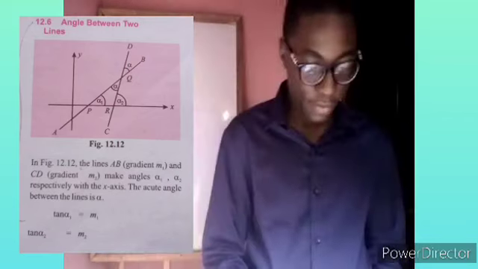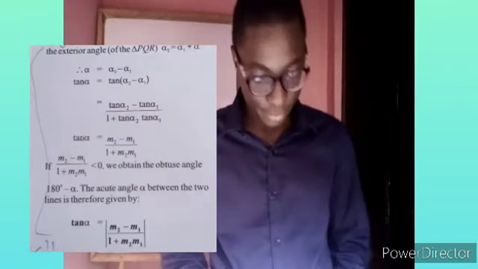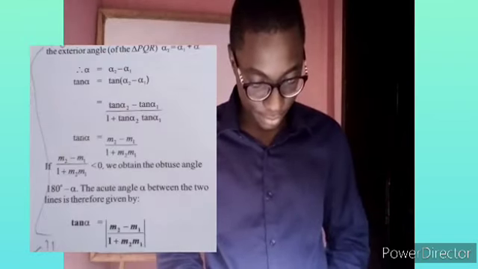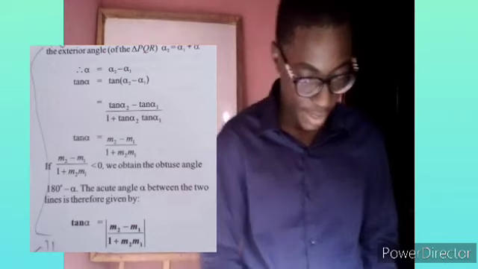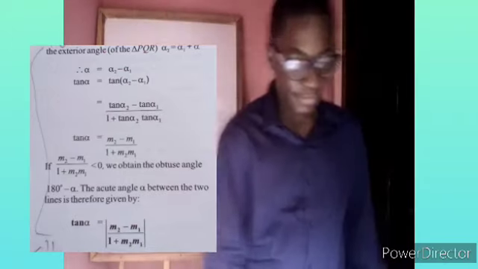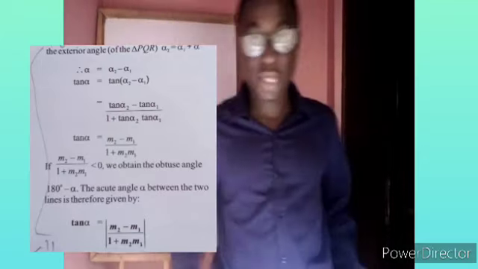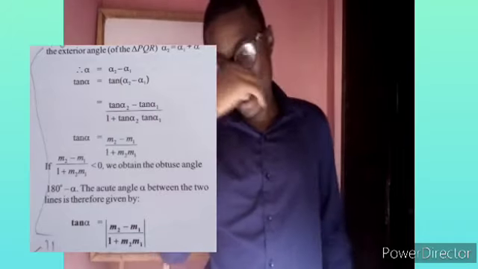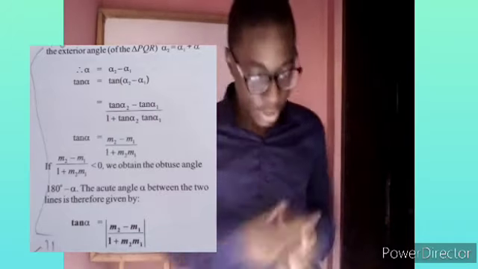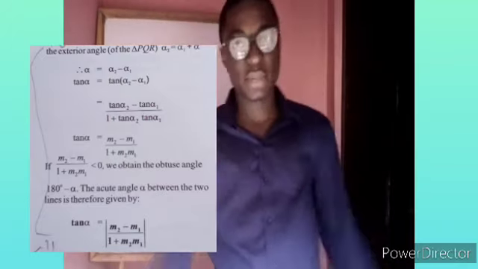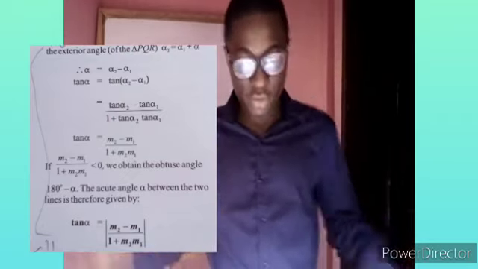So moving on, obviously we have, in the exterior angle of triangle PQR, alpha 2 equals alpha 1 plus alpha, then alpha equals alpha 2 minus alpha 1. So basically, when you have two lines, you are looking for the difference in their slopes. That's where you get the angle between them. So at the end of the day, tan alpha equals tan of (alpha 2 minus alpha 1). Then when you use the tan angle formula, you have tan alpha equals (tan alpha 2 minus tan alpha 1) over (1 plus tan alpha 2 tan alpha 1).